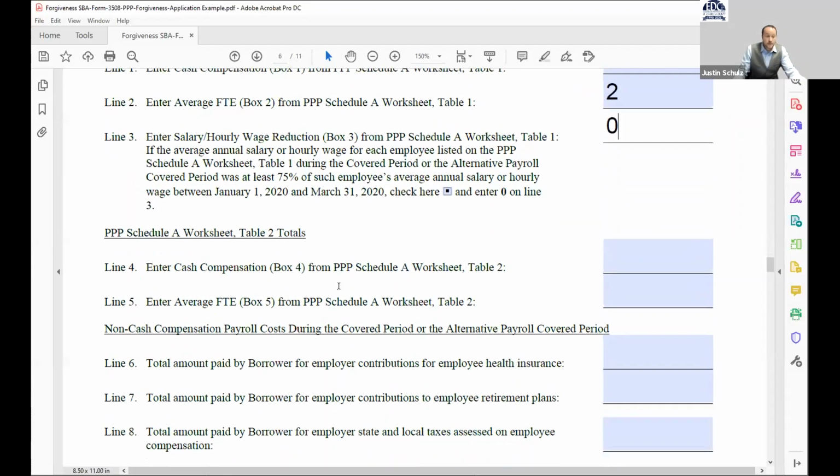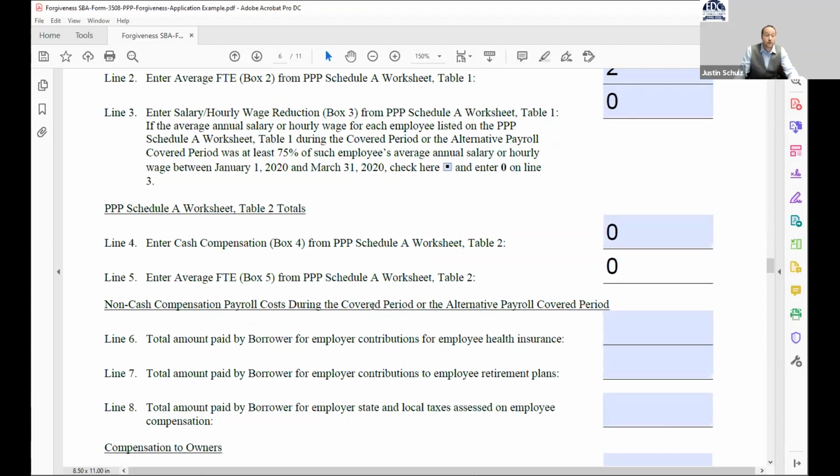Line 4 is we're going to enter in the cost, or this is for, remember the table 2 is for anybody who made over $100,000. And so enter in the cash compensation from box 4. We didn't have any of those employees, so this was a 0. Enter in the average FTE from that category. We didn't have anybody, so that was 0.